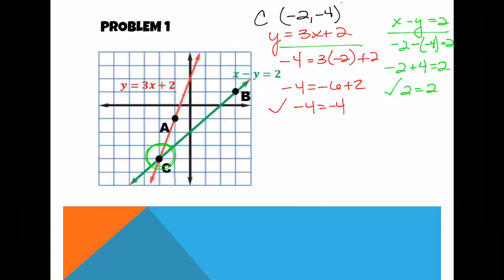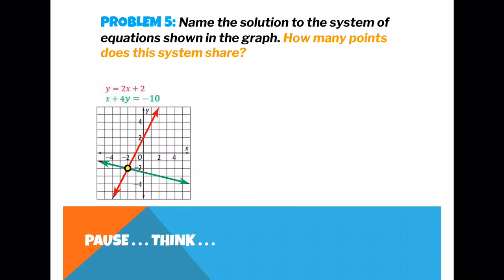So will this always be the case when we have a system of equations? Will we always have a solution? Let's take a look at some other examples. In problem number 5, we're asked to name the solution to the system of equations shown in the graph. And I ask you, how many points does this system share? It's pretty easy to see that there is only one point that both of these red and green lines share. And that's the point where they intersect, right? That's the point (-2, -2). That's clearly the shared point between these two lines.